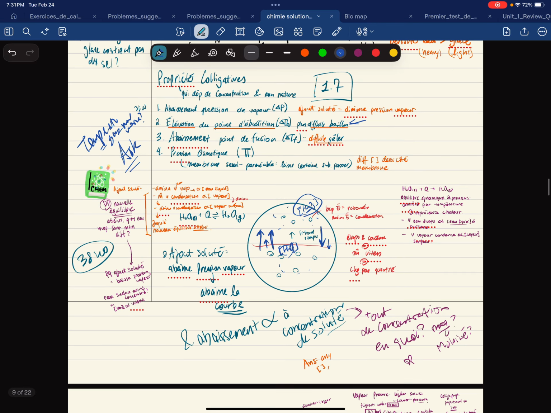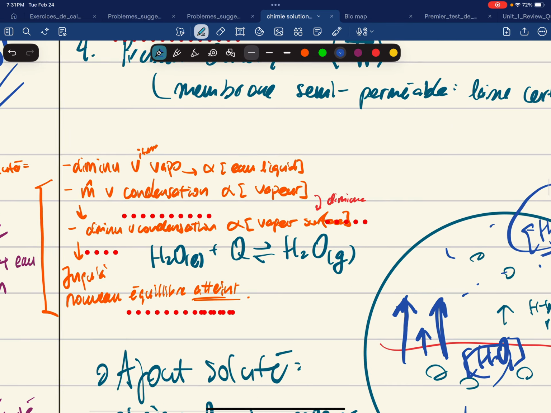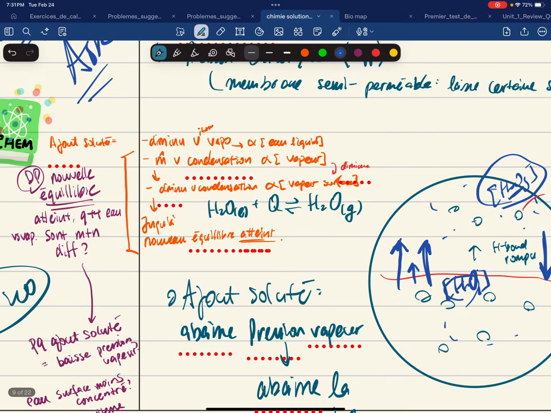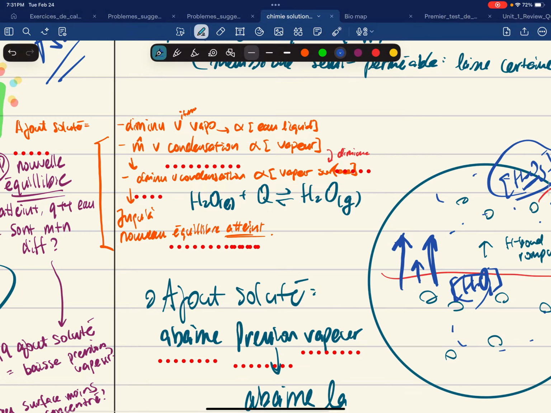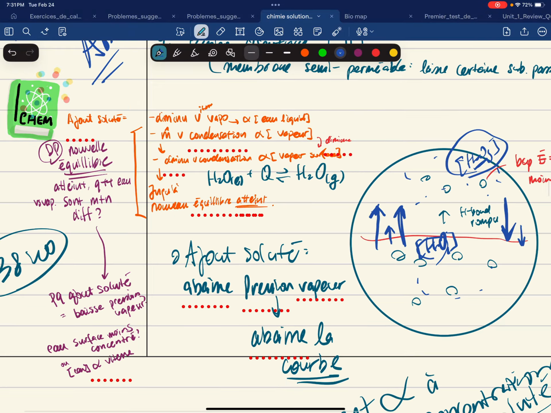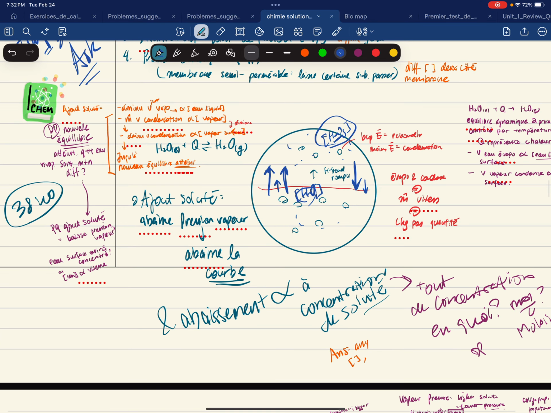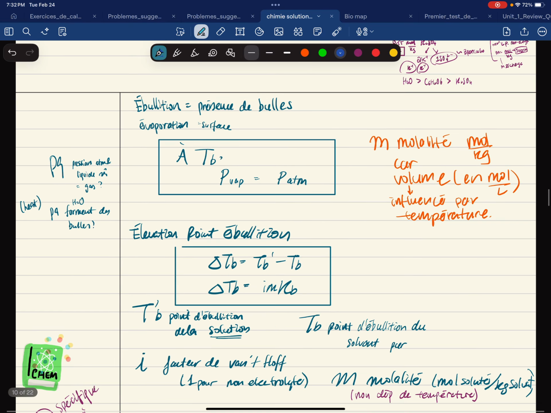So just the four principal ones to know: the lowering and raising. Lowering of the melting point, raising of the boiling point, and lowering of the vapor pressure. They're proportional to the decrease of concentration in water, proportional to the gas concentration, the new equilibrium. But you don't really need to know the why.